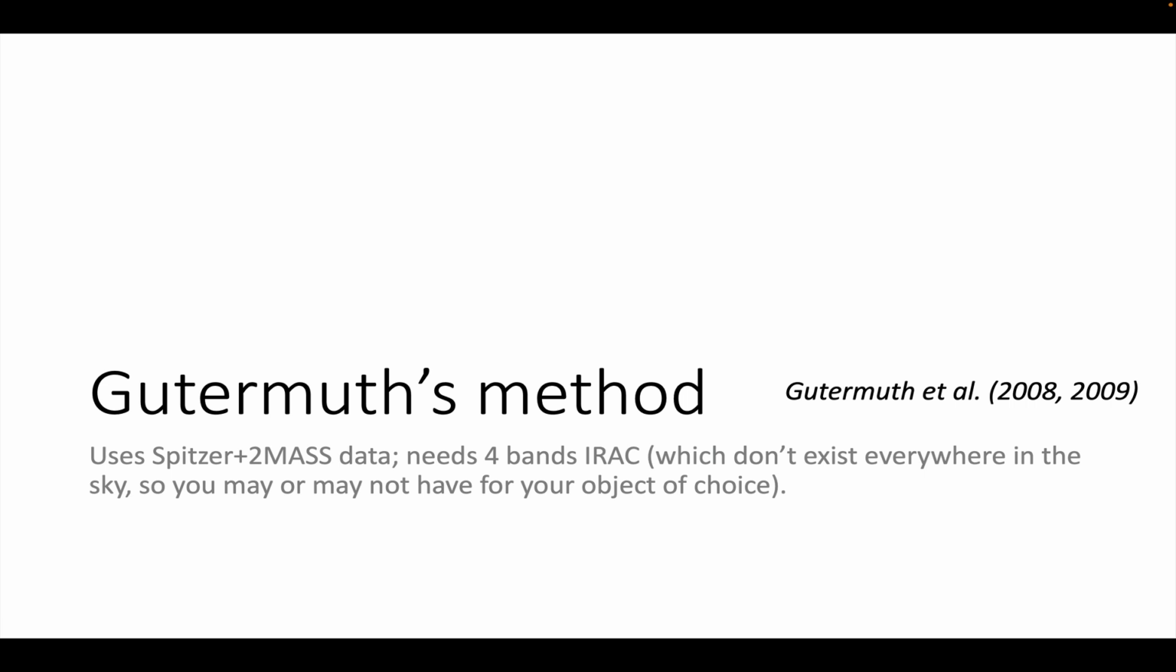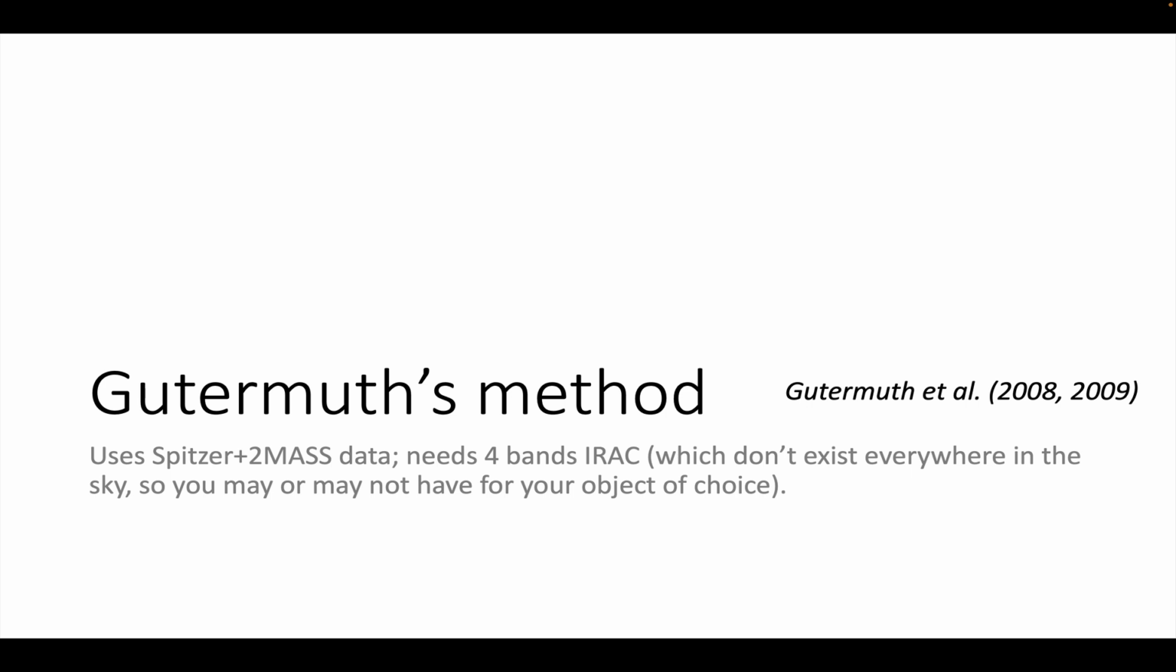Okay, we're going to combine both the Gutermuth method and the Koenig method into one movie chapter here. So both of these methods are using color, and color magnitude diagrams to find young stars. So Gutermuth's method, which is what we're going to cover first, uses Spitzer and 2-mass data.